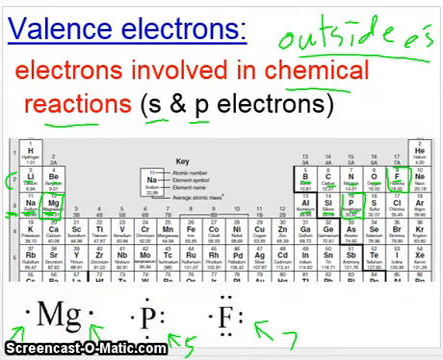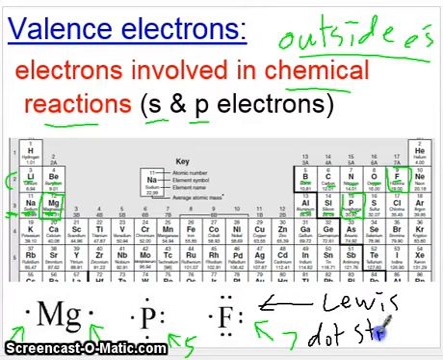And by the way, these right here, what you're looking at, are called Lewis dot structures. We will get to them in the next chapter. We'll actually use Lewis dot structures pretty extensively. And it's a quick way of showing how many valence electrons an element has.